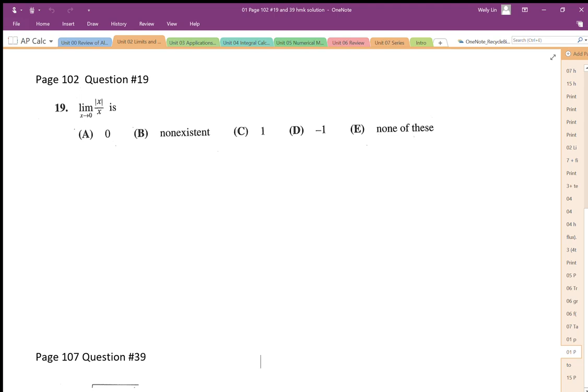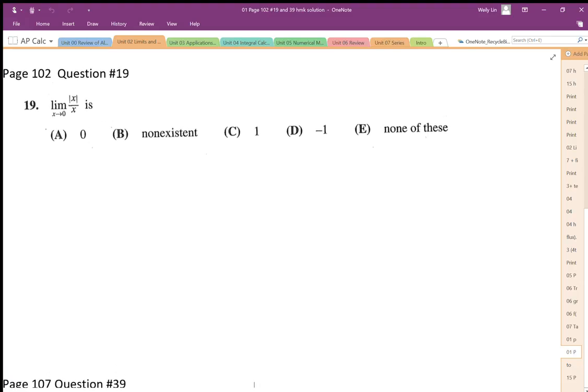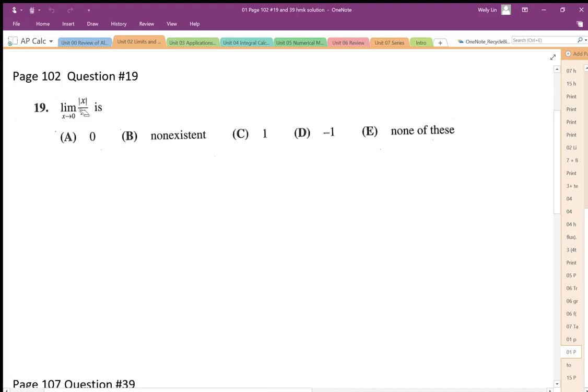Number 19 of the 01 homework on page 102 is finding the limit as x, absolute value of x over x, approaches 0. We can't divide by 0, so we can't evaluate this directly, so we need to use a limit. As a two-sided limit, it doesn't exist, so the answer should be B. But we should really understand how to look at this. We need to be able to understand and visualize this graph.